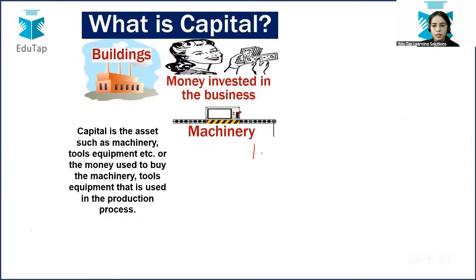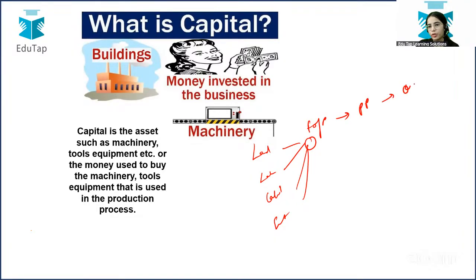So the land, labor, capital, and entrepreneur, these are the factor inputs. These are the factors of production that are used in the production process to produce the output. Is this clear? Money invested in the business for buildings, machinery, tools, equipment, that is capital. So capital is the asset, that is the machinery, tools, equipment, etc., or the money used to buy these. Any confusion, anyone now?